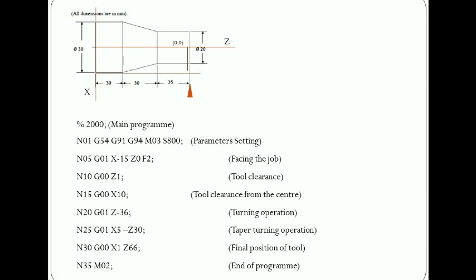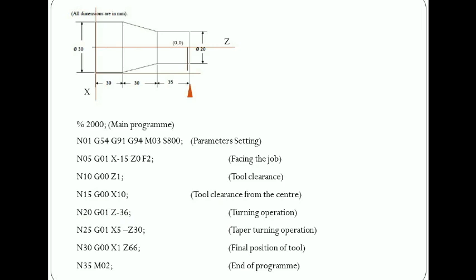To get the taper, I am writing N25 G01 X5 Z minus 30. See, I have written X5 because I am using the relative programming method. So only 5 mm it has to move away, because dimension is 20, diameter is 20 and next is 30. So 10 to 15 it has to move. So that's why only 5 units it has to move. That's why I have written here X5 Z minus 30. This 30 is also taken relatively.